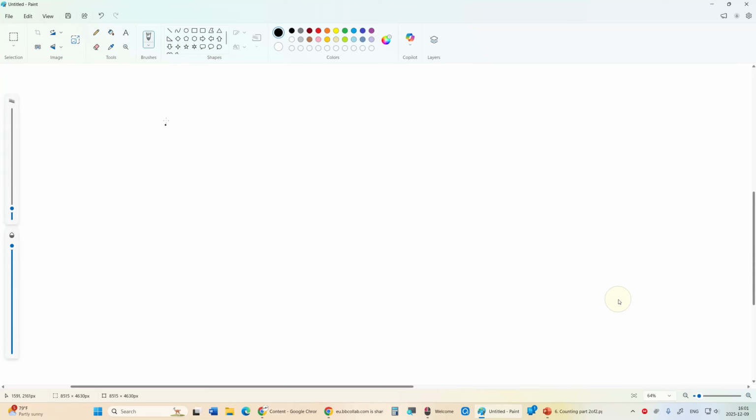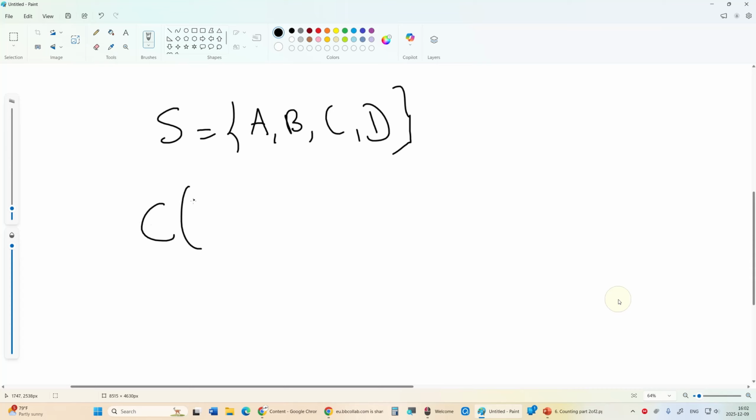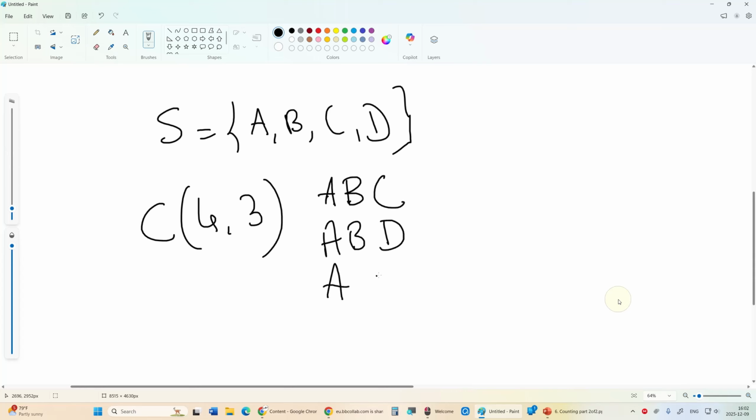Now to understand that, let's try to do this. Imagine now my S is not ABC, it's A, B, C, and then D. Because I want to now do the combination, I'd like to choose 3 out of those 4. So what I need to do is I have A, B, C, what is that? That's the first, and then A, B, D, and then A, C, D.